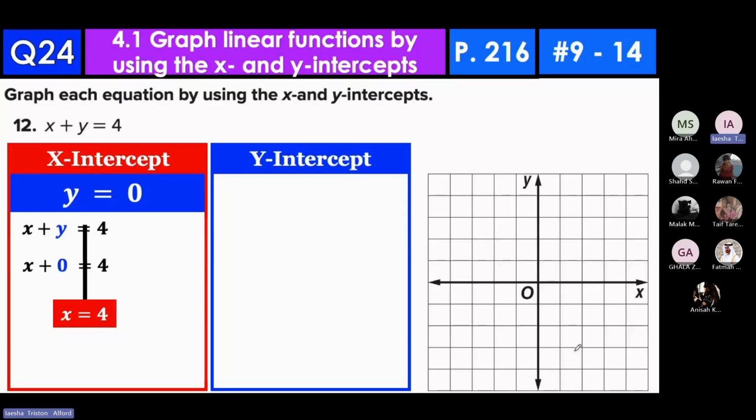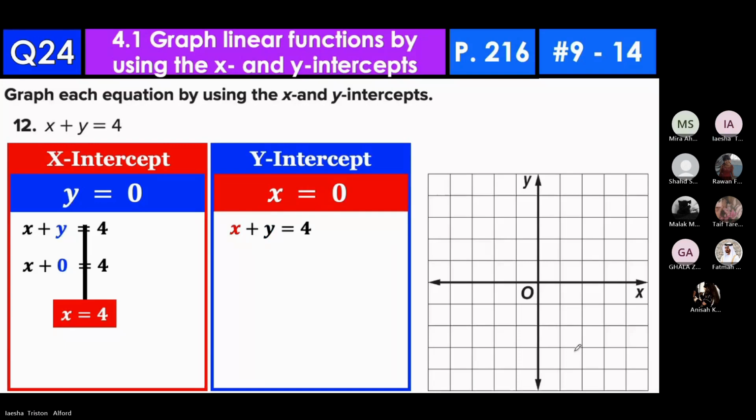Part 2, the y-intercept. You're going to make x equal to 0. Write the equation. Do not write x, put 0. 0 plus y makes y. So y is equal to positive 4.